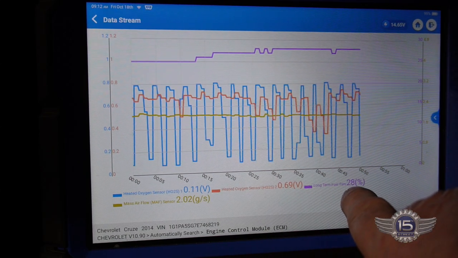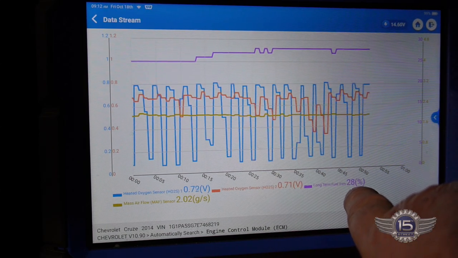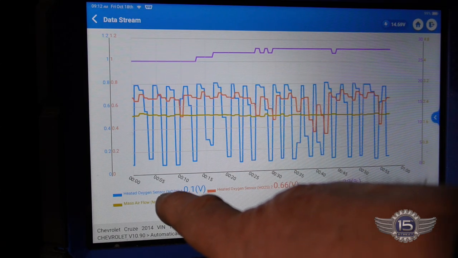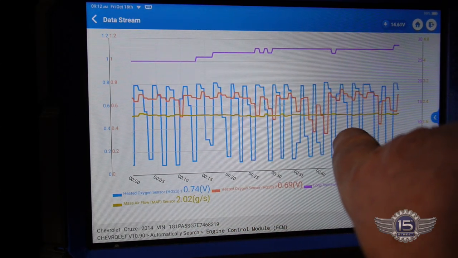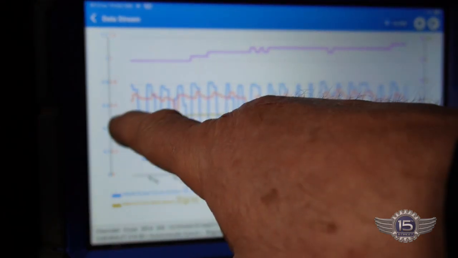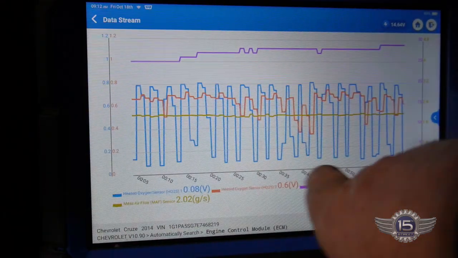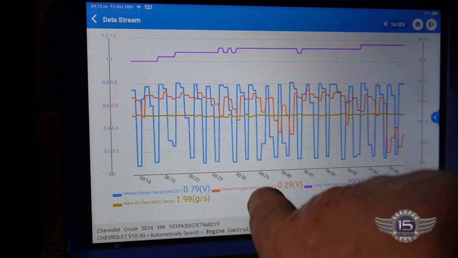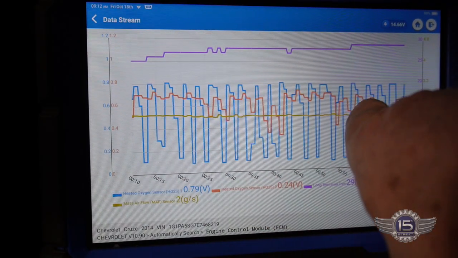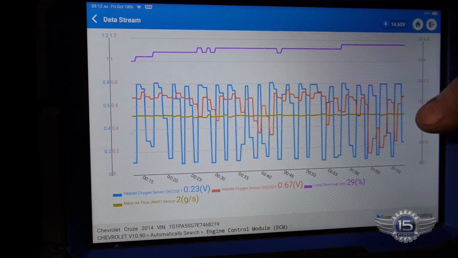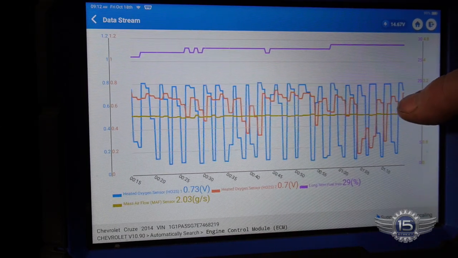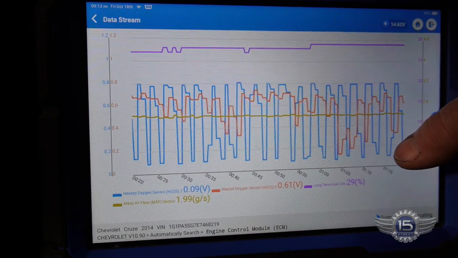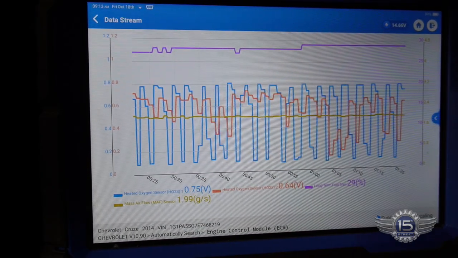Okay, there's our long-term fuel trim, 28%. There's our code. That's why our code's there. Oxygen sensors, the bank 1 is the blue. It's switching nice from blue is 0.8 down to 0.1. The bank 2, or the rear oxygen sensor, is sitting right at, it drops down a little bit, but for the most part it's reading where we want to see. It's not super lean. So the oxygen sensors seem to be working.